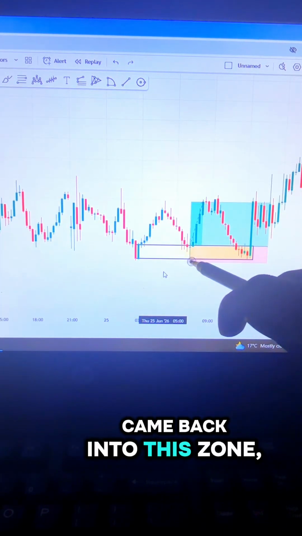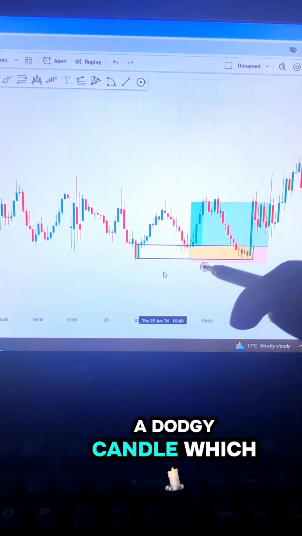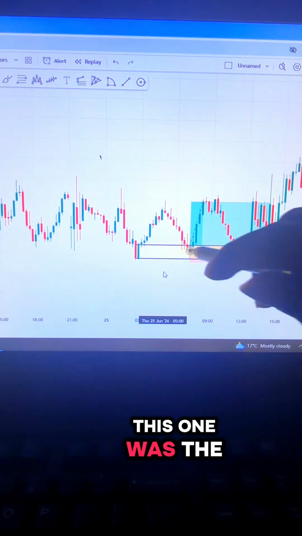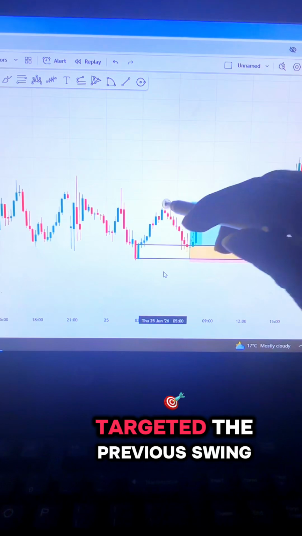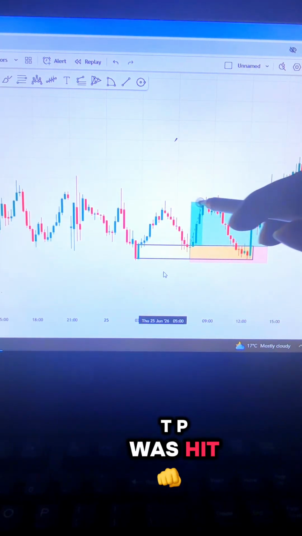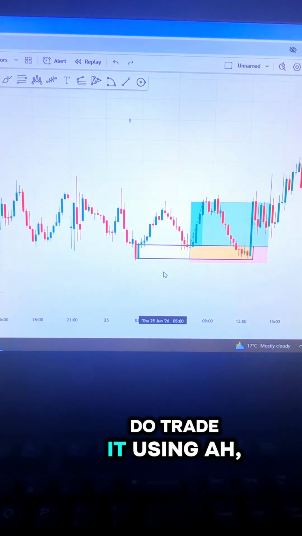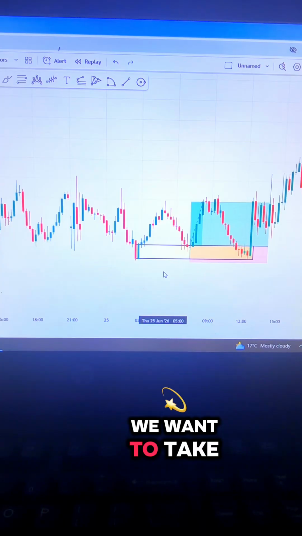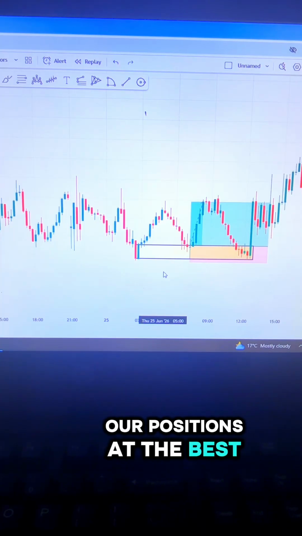This was your demand, it gave us a buy, came back into this zone, and gave us a wick, a doji candle, which also showed some uncertainty in the market. This one was the wick. We took our entry at this zone and targeted the previous swing high. TP was hit up to this zone. That's how we also trade using the wicks in the market. Remember, we are only retail traders. We want to take our positions at the best entries.